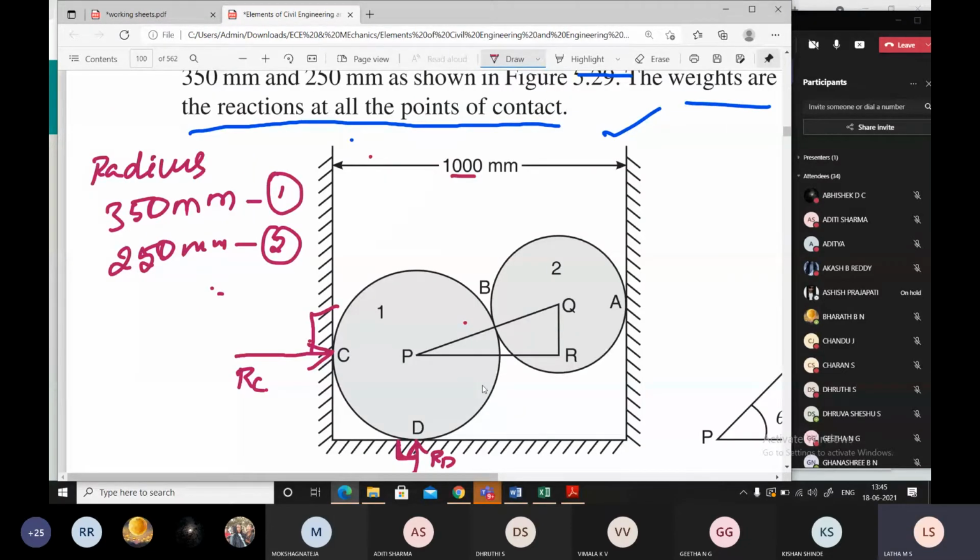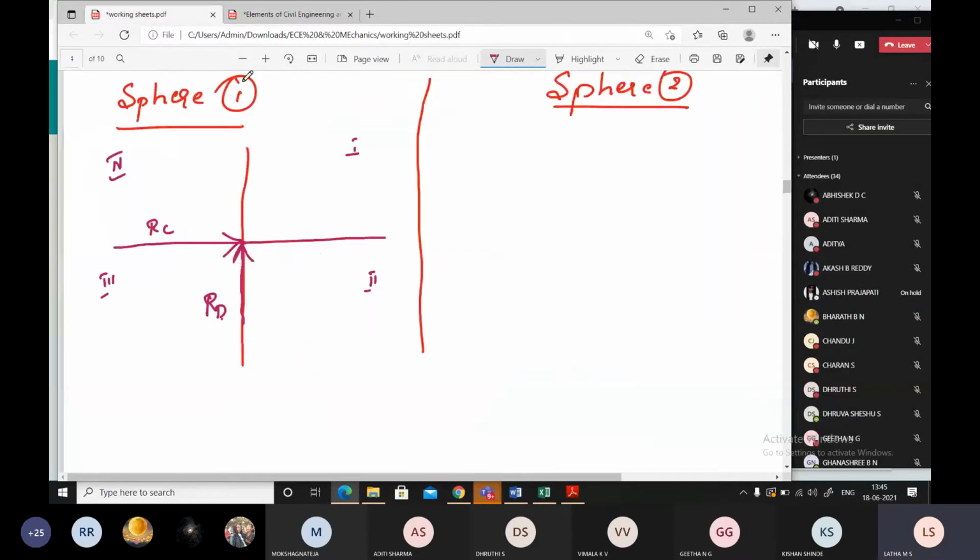Now next. What else do you find? You forgot a very important thing. What is the weight of sphere 1? 600 Newton. How will the 600 Newton act? Downwards. Along which line should I mention it in the free body diagram? Along the y-axis. Find this to be 600 Newton. Then anything else?